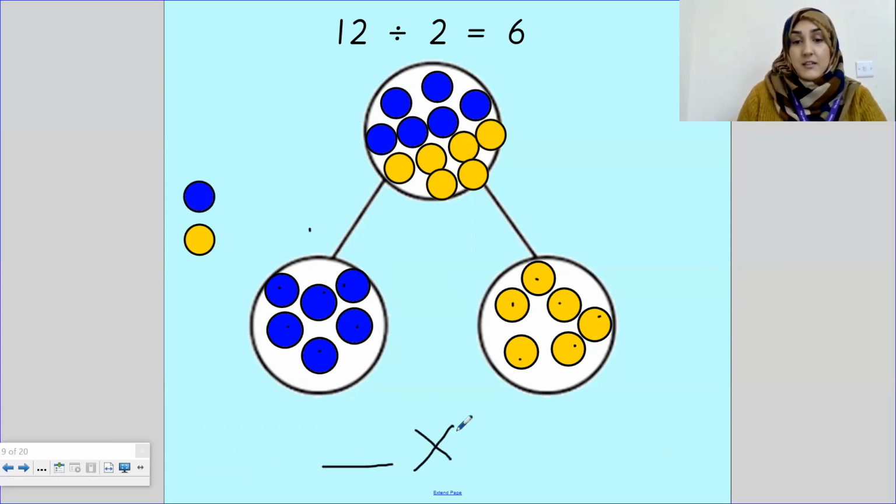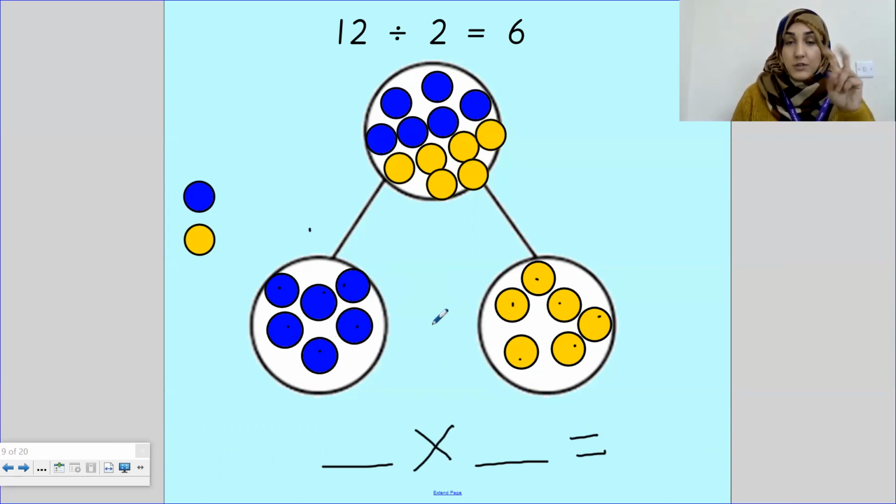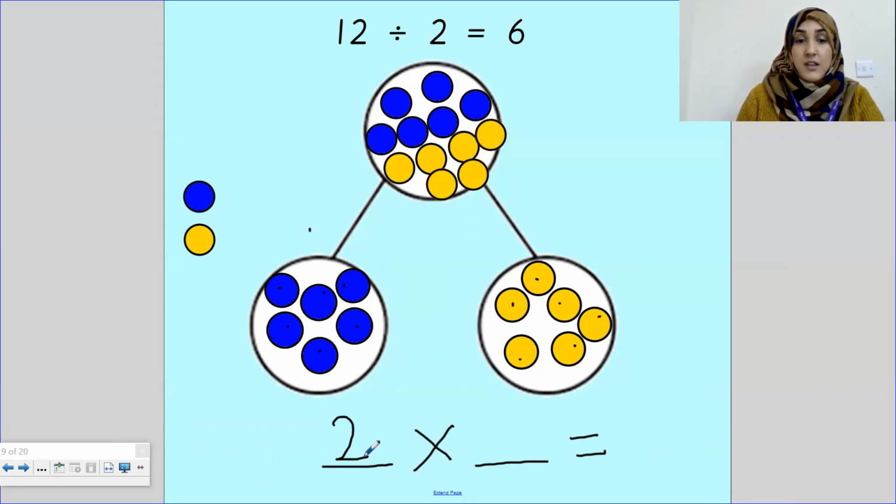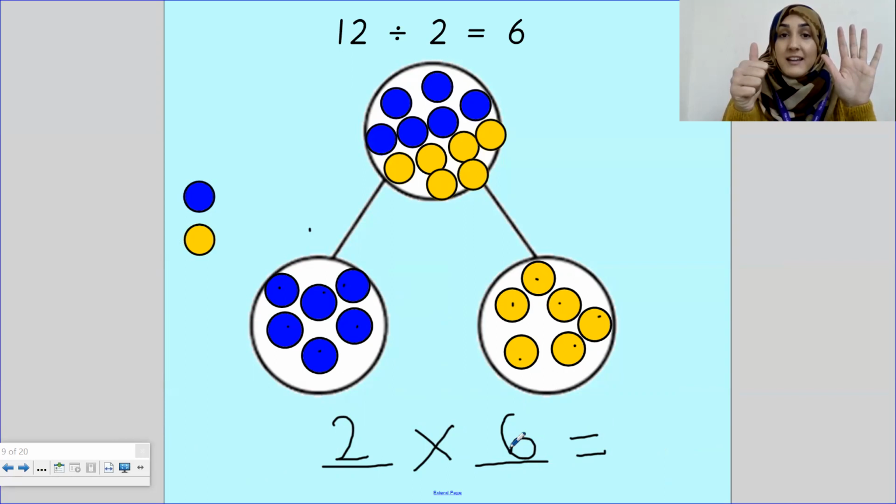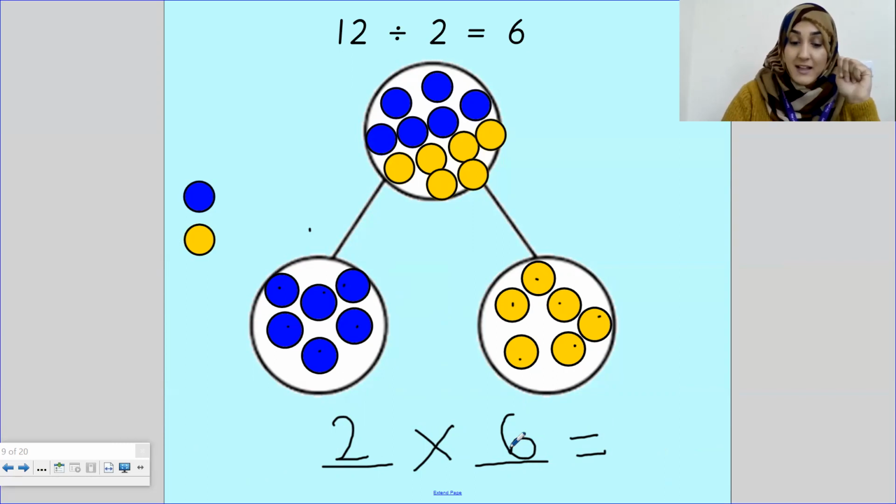First we start off with how many groups are there, Morris? Well done, there are two groups. How many counters are in each group? Well done, 6. What is 2 multiplied by 6? If you can't do 2 multiplied by 6, do 6 multiplied by 2 because multiplication is commutative. Hold up 6 fingers and count in your 2s. 2, 4, 6, 8, 10, 12. So 2 multiplied by 6 equals 12.